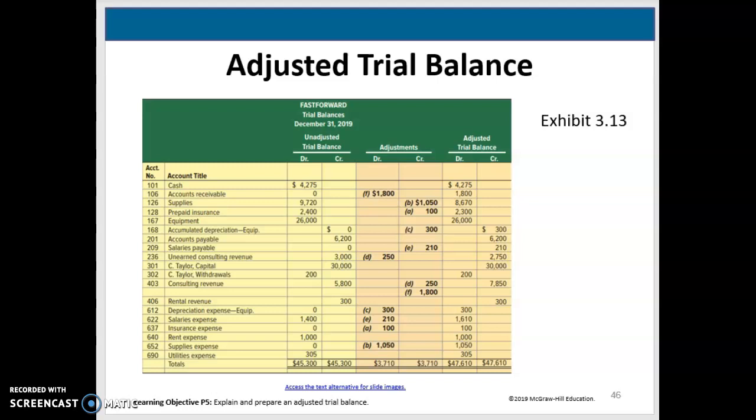You have to record both sides of that adjustment. And then we bring over our balances. So we're going to look to see what the balances are after adjustments. So we call that the adjusted trial balance. So it's the balance after we do adjustments.